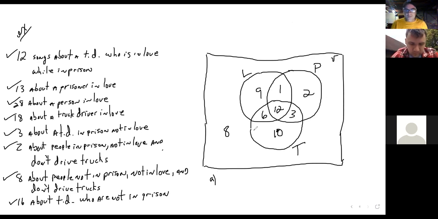And that's just where I worked it yesterday, but I'm going to add them up. 8 plus 9 plus 1 plus 2 plus 6 plus 12 plus 3 plus 10. It is 51. So that's how many songs were actually surveyed.